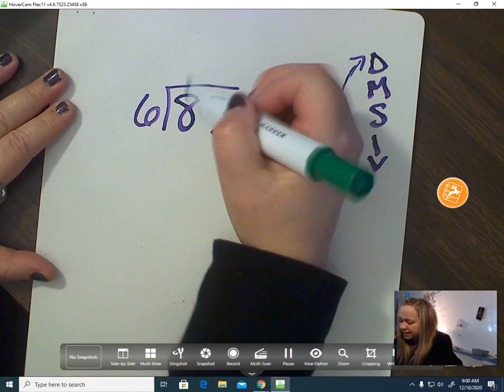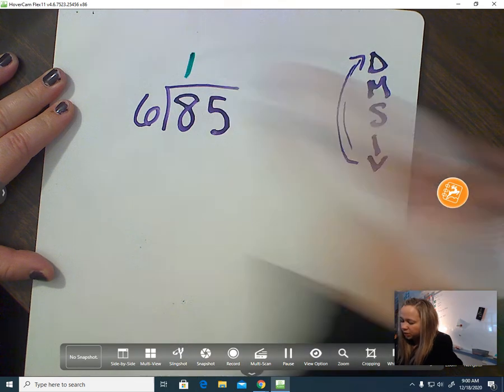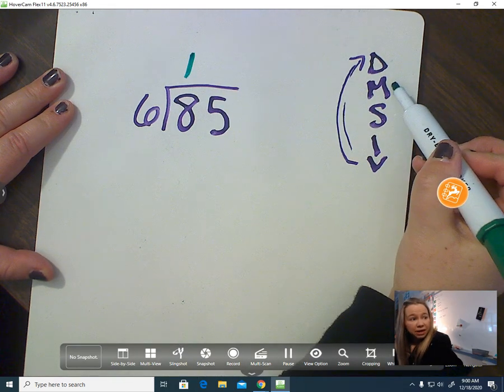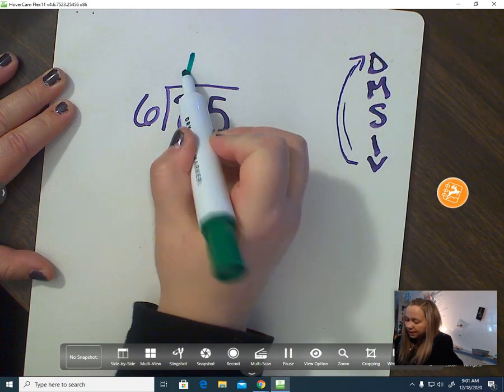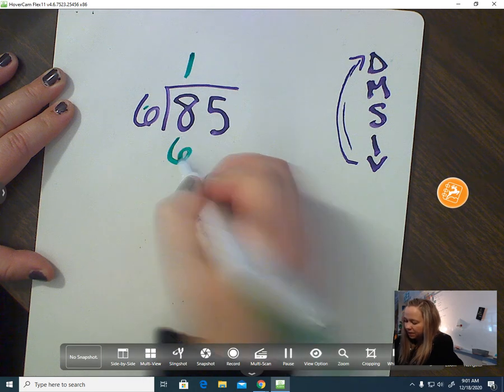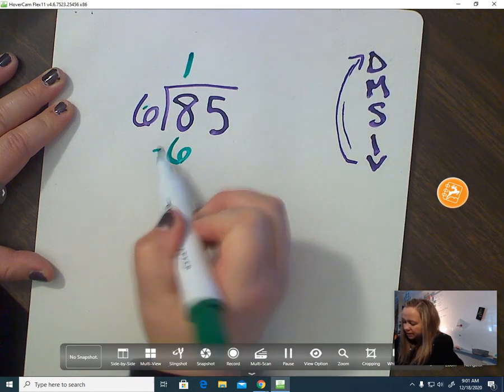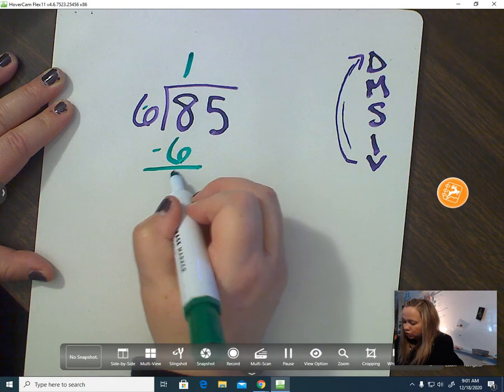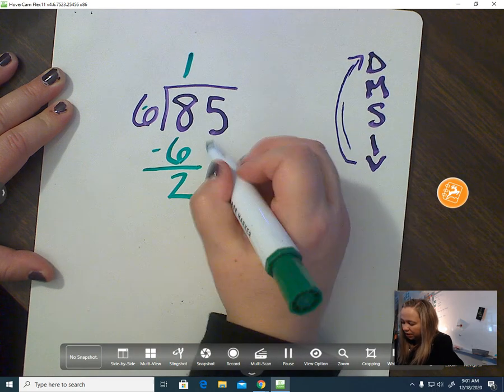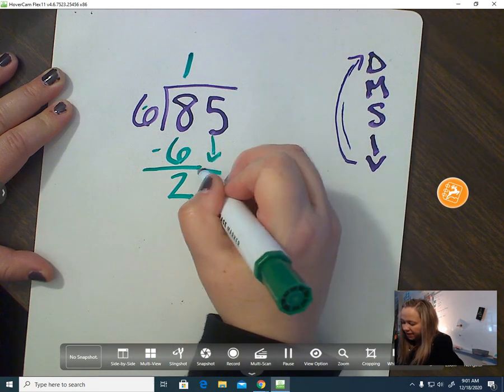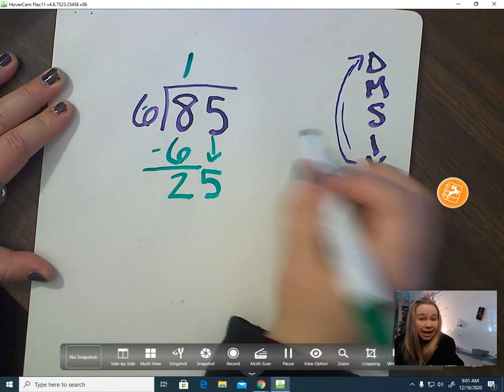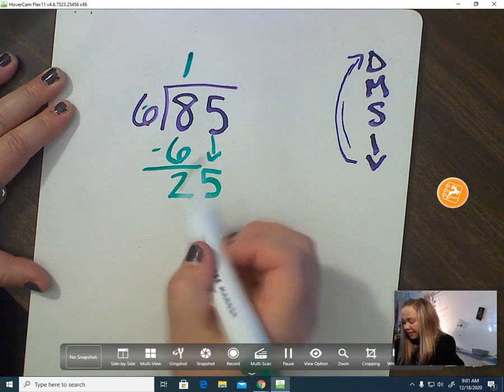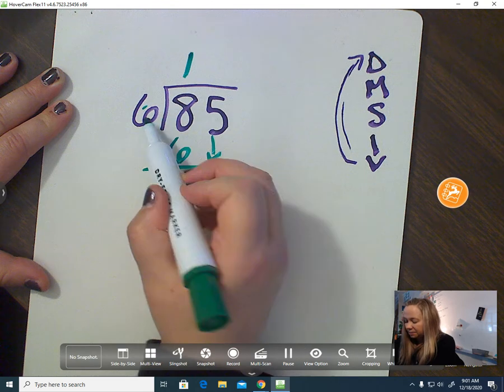So I'm going to put that 8 divided by 6 is 1, so I divided. Now I need to multiply. I'm going to multiply 1 times 6 is 6. Then I subtract. 8 minus 6 is 2. And last step, I'm going to bring it on down. I bring that 5 down, and I bring it on back to start over. So now I'm going to say 25 divided by 6.